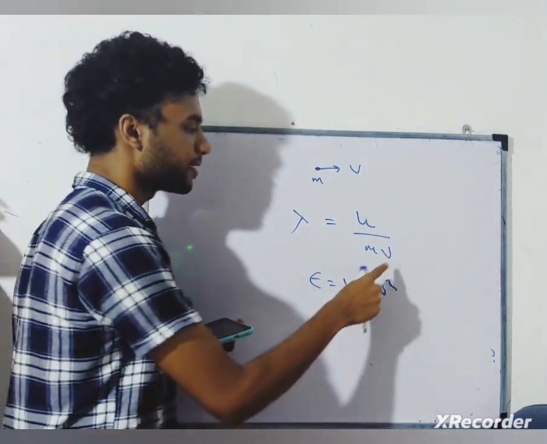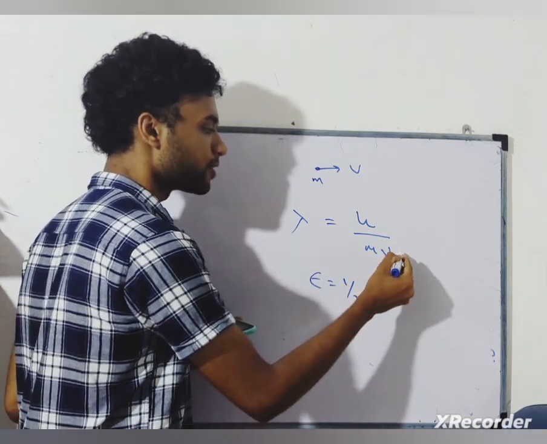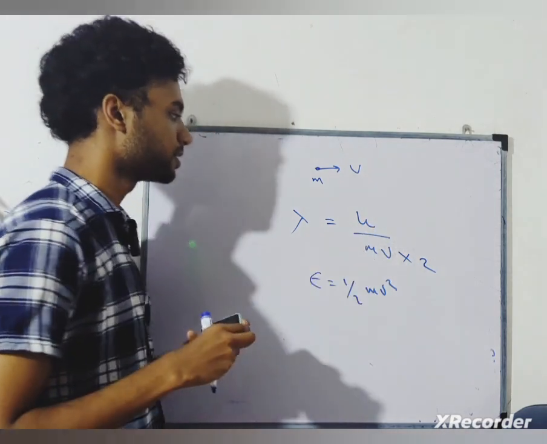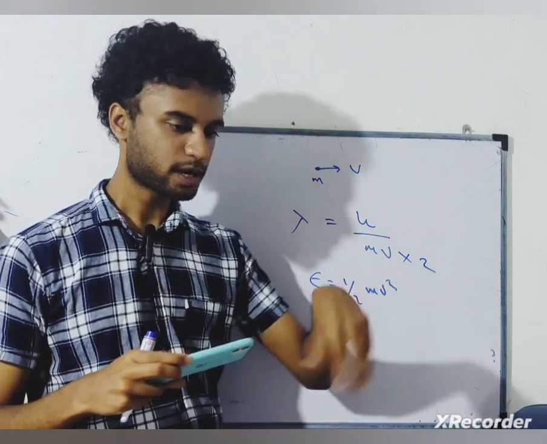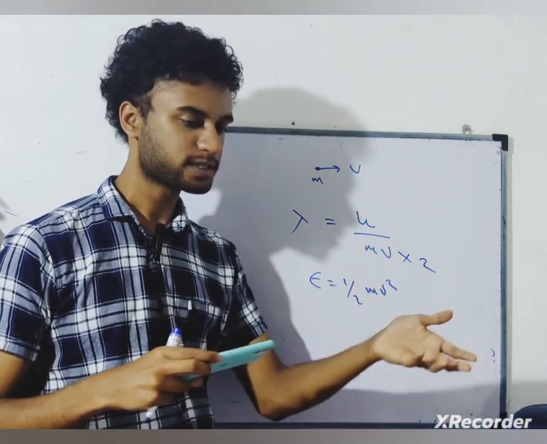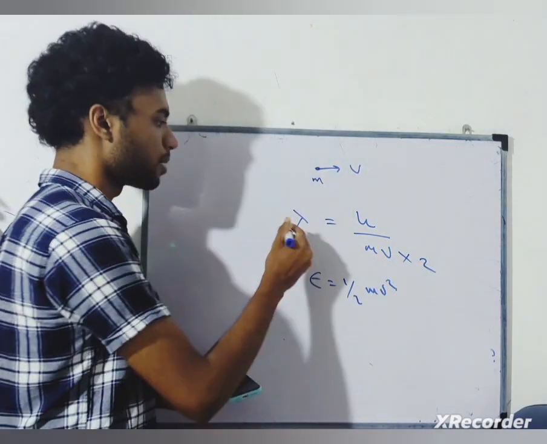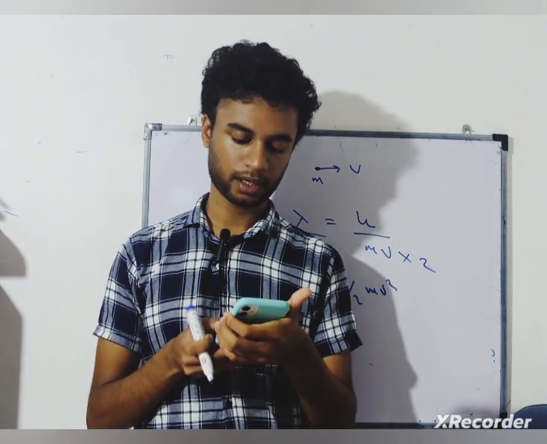Can you understand? Now, lambda and velocity are inversely proportional. If I multiply velocity by 2, this is what's going to happen. Earlier, kinetic energy was E. Now the kinetic energy becomes 4E, because velocity v becomes 2v. When velocity v becomes 2v, lambda becomes half the value, right? You can understand that.